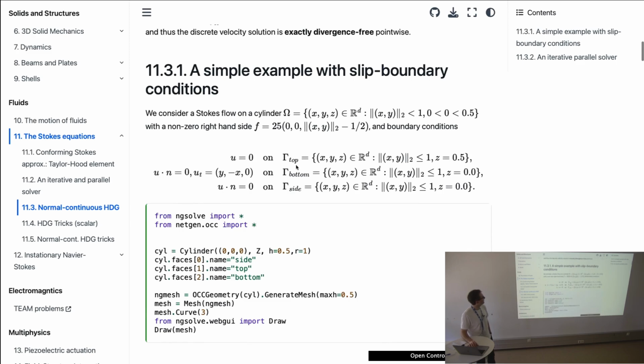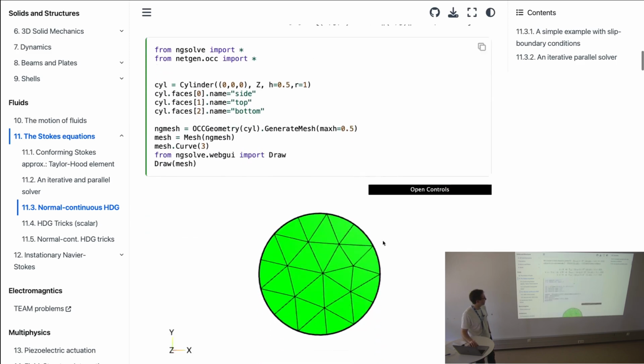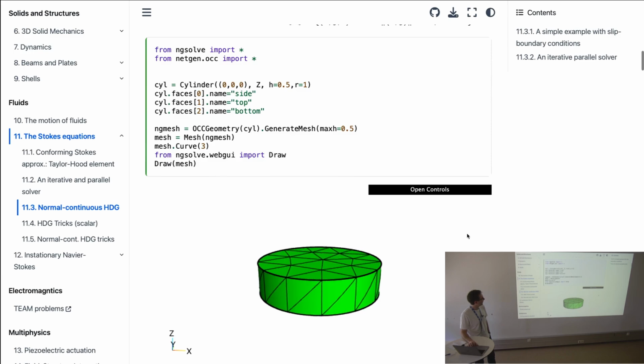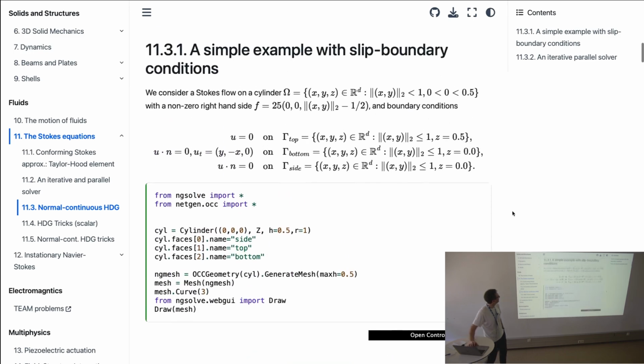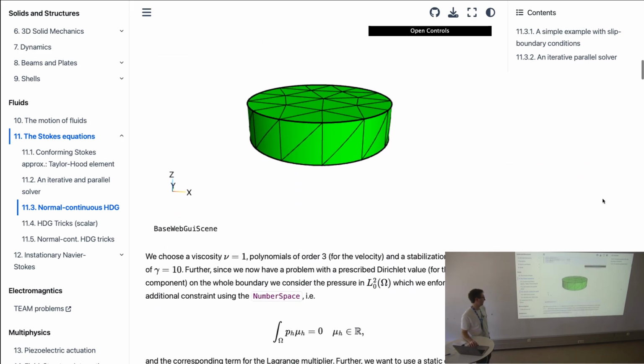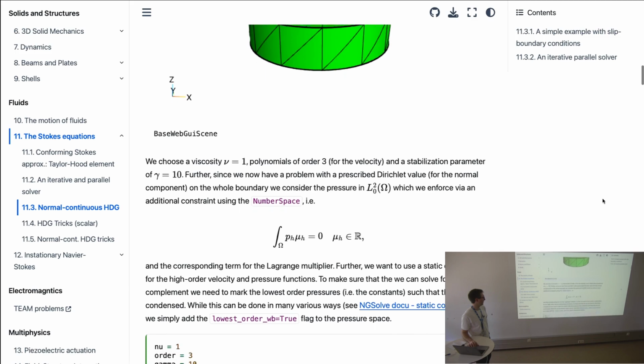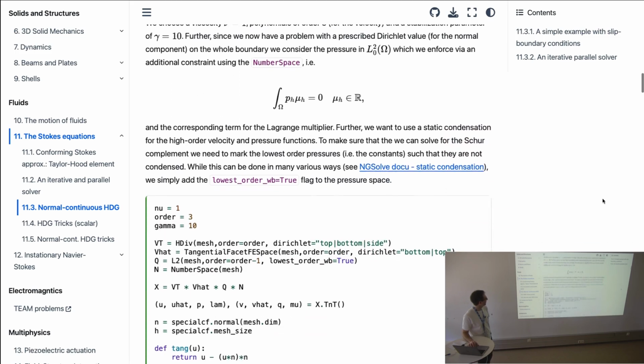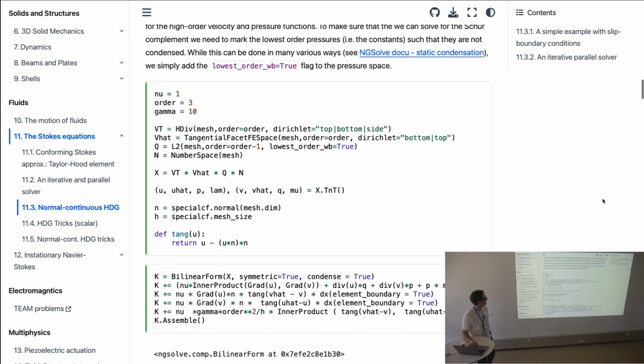Okay, so we want to do this with a simple example here. Basically we have this cylinder, and the main idea is that we have complete 0 boundary conditions at the top. We have some rotating boundary conditions at the bottom, and we have slip boundary conditions at the side of the cylinder. And it is very nice that we can do this with the velocity space. I will skip this here because it is not so important. You can read through that.